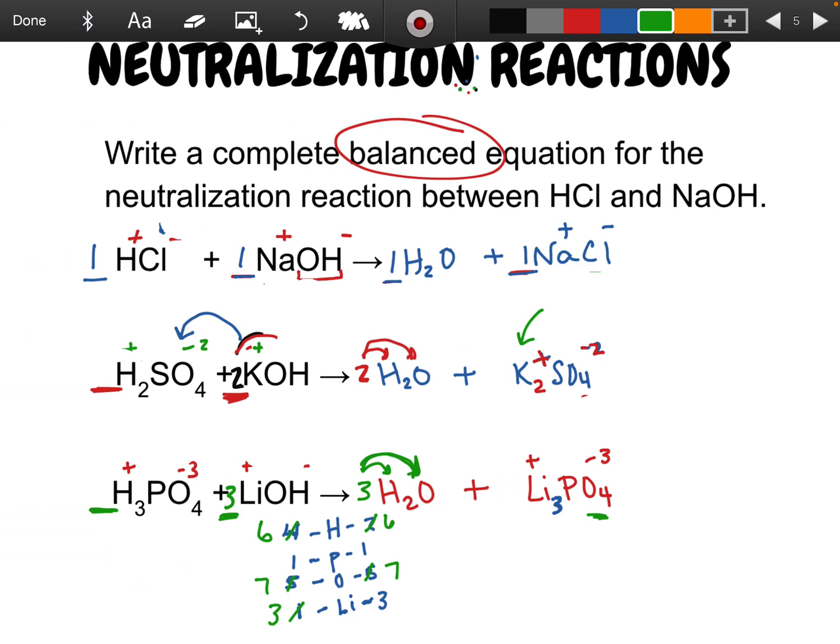So neutralization reactions are definitely a review from what we did in trimester 2, but remember it's just a double displacement reaction. So you find the charges of your positive and negative ions, and then you switch them. So 2 ions are going to switch places. Remember, for your products, you will always have water and some sort of ionic salt.